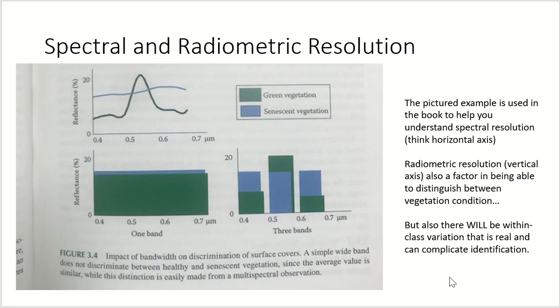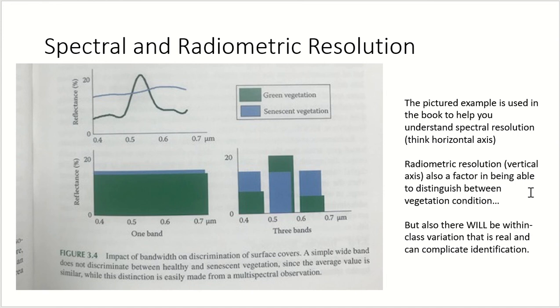But I'll note also that within these classes or categories of green vegetation and senescent vegetation, reflectance behavior is going to differ a little bit. We talked about some of the reasons for that. It could be the direction of the leaves, the angle of the sun on a given day, or, I don't know, whether or not the wind was blowing when the image was taken. There will be within-class variation, so some pixels having slightly more, some slightly less reflectance than others. And that's going to be real variation that needs to be accounted for somehow.